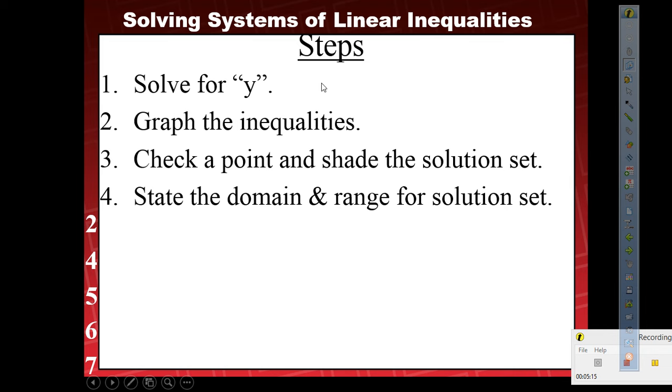Copy that. So then they give us the point -1, -3, and the system is y less than or equal to -3x plus 1, and y less than 2x plus 2.